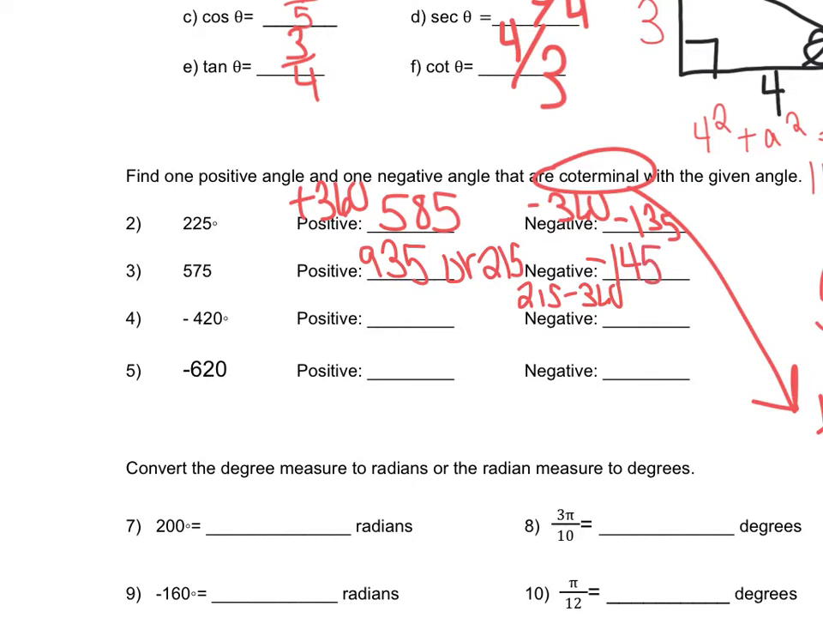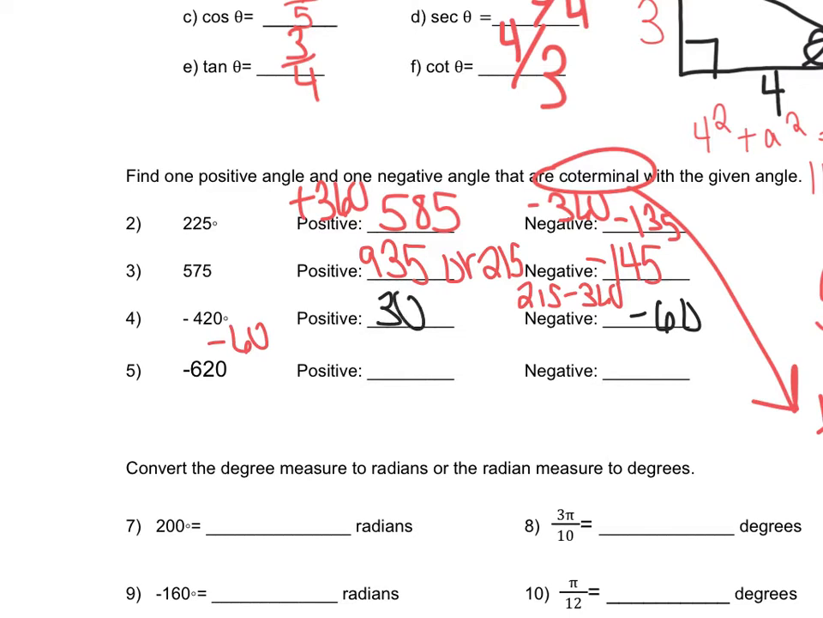Okay, these other ones here, you have negative 420. If I add 360 degrees to that, I get negative 60. That's not a positive coterminal angle because it's still negative. It is a negative coterminal angle, so we can say negative 60 is one. If I add 360 again, then I'm going to get 30 degrees, which would be a positive coterminal angle.